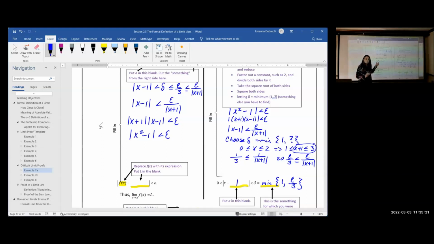Our function value was x squared, our L value was 1, and so we've got the function minus L, and that's what this blank down here is telling you. You can stop when you get the function value minus L. So we have the function value minus L, so we don't need this line.